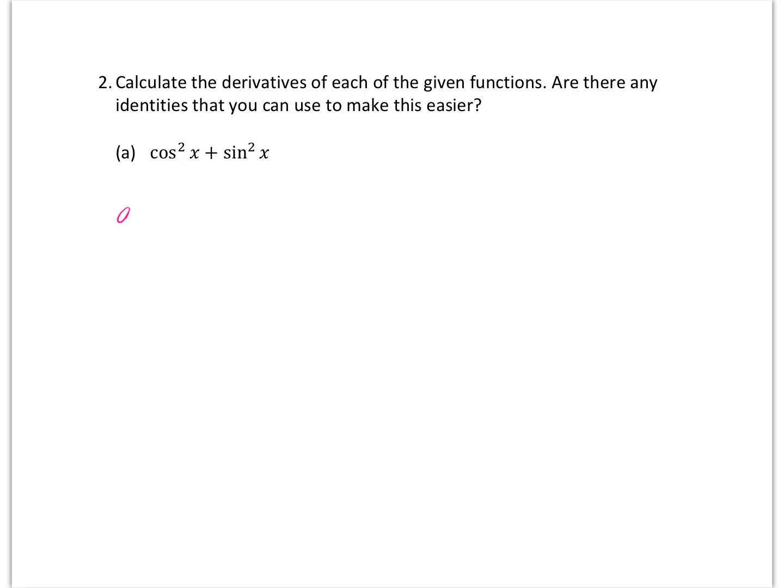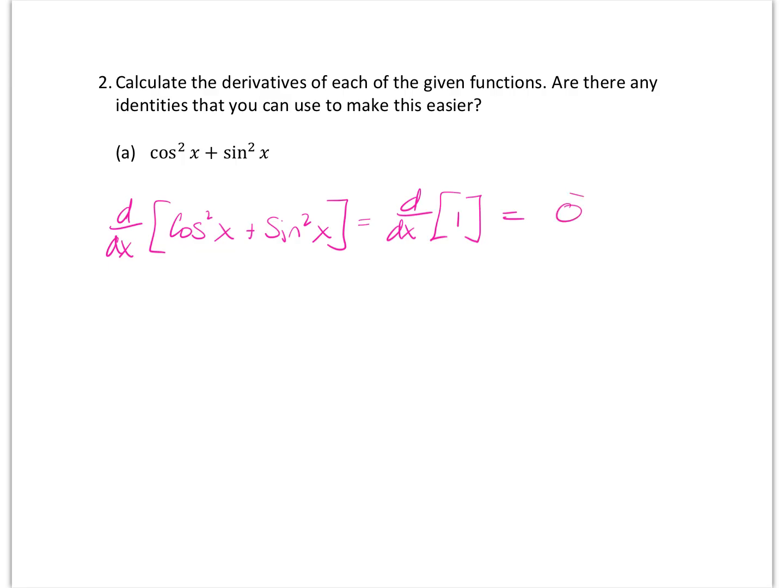So if I want to take the derivative of cosine squared x plus sine squared x, I'm really just asking you to take the derivative of 1. And the derivative of any constant is 0. Let's just do it using the chain rule just to make sure that it comes out the same.